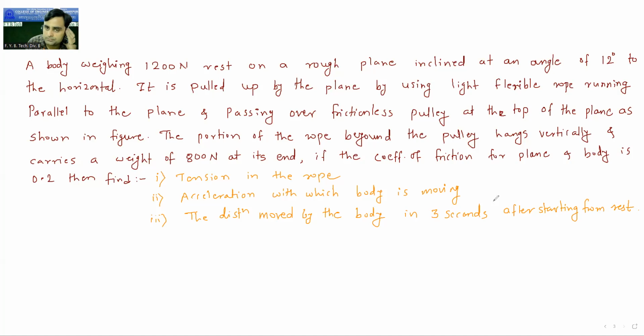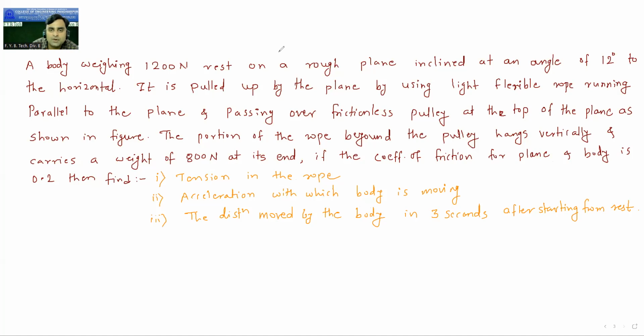So we will read the problem. A body weighing 1200 Newton rests on a rough plane inclined at an angle of 12 degree with the horizontal. It is pulled up the plane using a light flexible rope parallel to the plane and passing over the frictionless pulley at the top of the plane. The portion of the rope beyond the pulley hangs vertically and carries a weight of 800 Newton at its end. The coefficient of friction is 0.2. Find the tension, then acceleration, and the distance moved in 3 seconds. These things we need to calculate.